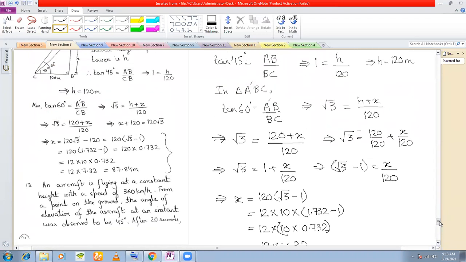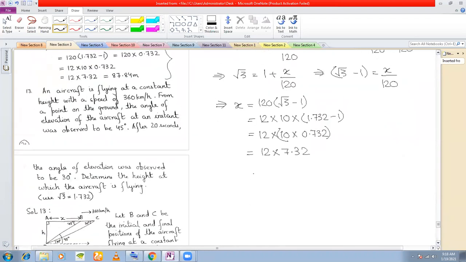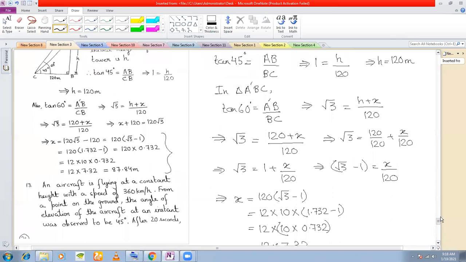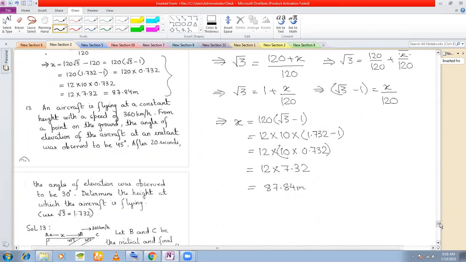Is it given in the question to correct to the nearest whole number? No, it is not given. So we'll keep it in decimals only. So this is 87.84 meters. That is, the tower should be raised by this much height so that the angle of elevation changes from 45 degrees to 60 degrees. Fine. Last question.